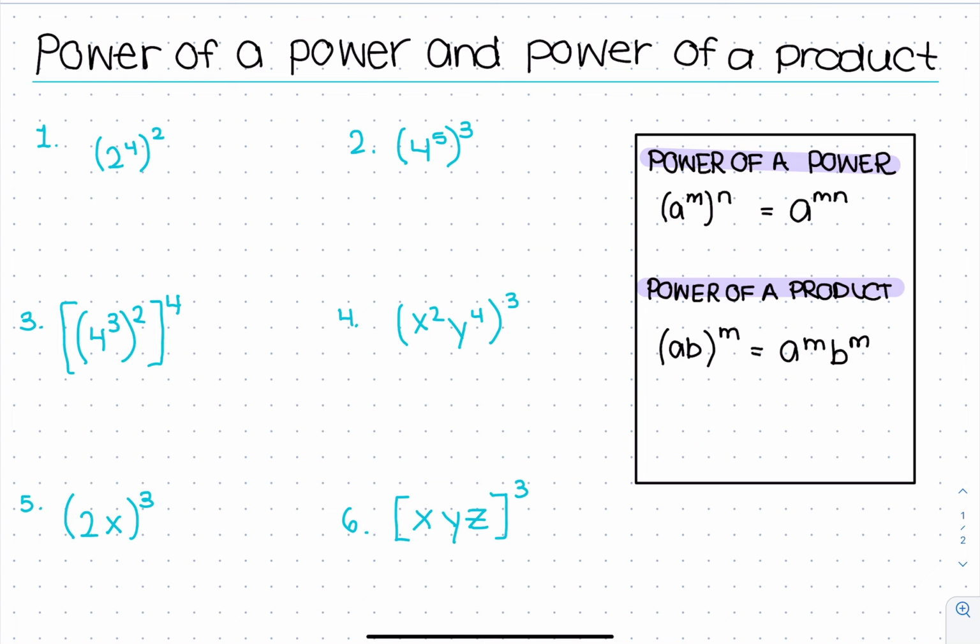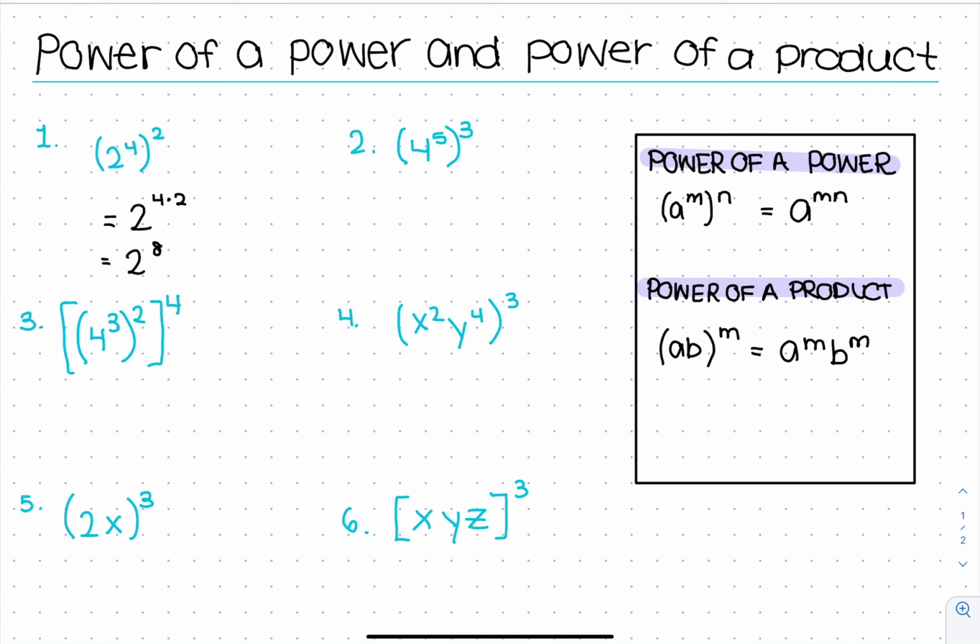So we're going to try out a whole bunch of different problems of different difficulties. So to start off, number 1 says 2 to the power of 4 to the power of 2. So this is a power of a power because we have a number raised to the power of something raised to the power of something else. And in a case like this, what we do is we're going to multiply them. So what we actually are looking at is our base, which is 2, and the exponent is 4 times 2. So the final answer is 2 to the 8.